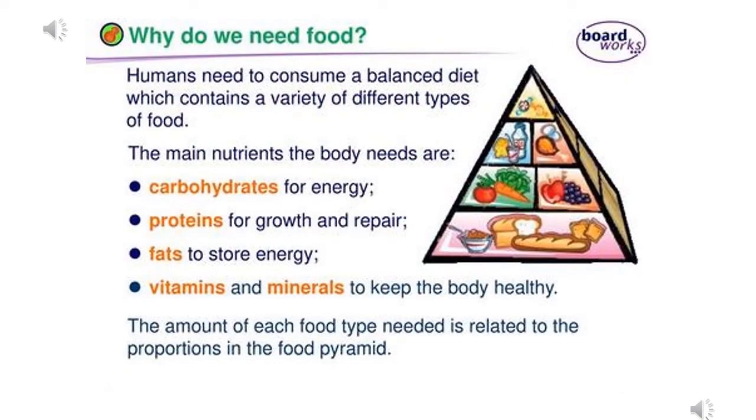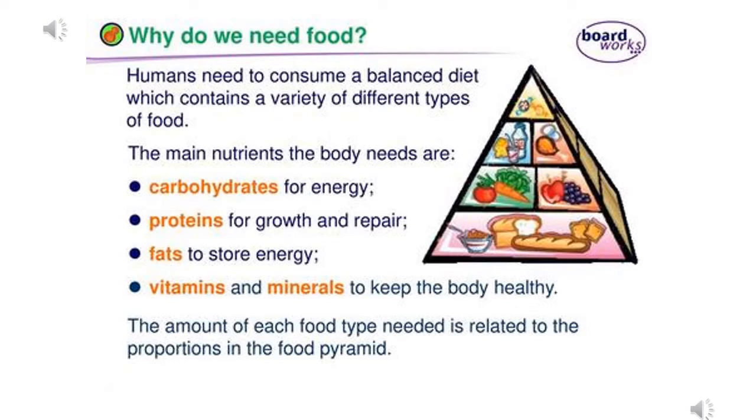Yes, so my dear students, we human beings need to consume a balanced diet which contains different types of nutrients. The main nutrients that the body needs are carbohydrates, which provide us with energy, and proteins, which are used for growth and repair. Repair means you get hurt but you heal. Your injuries, you get bruised, it heals. This is because of proteins in your body.